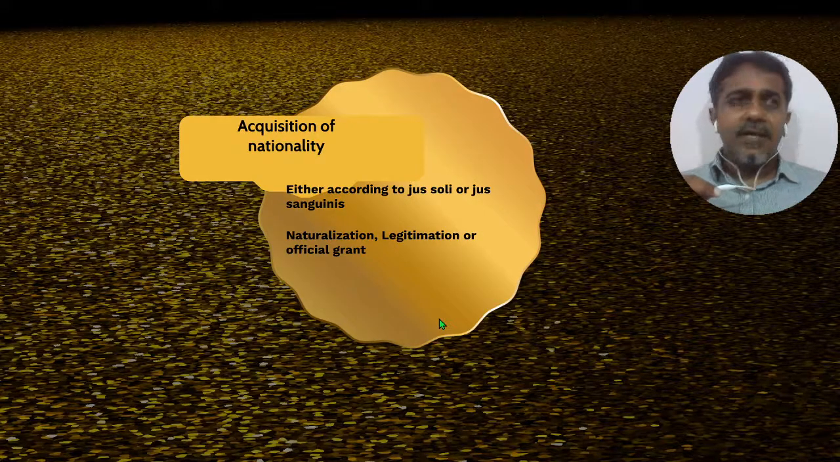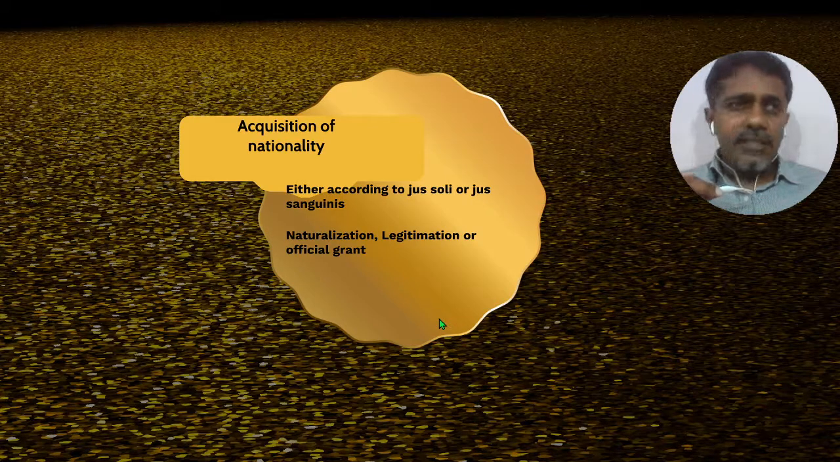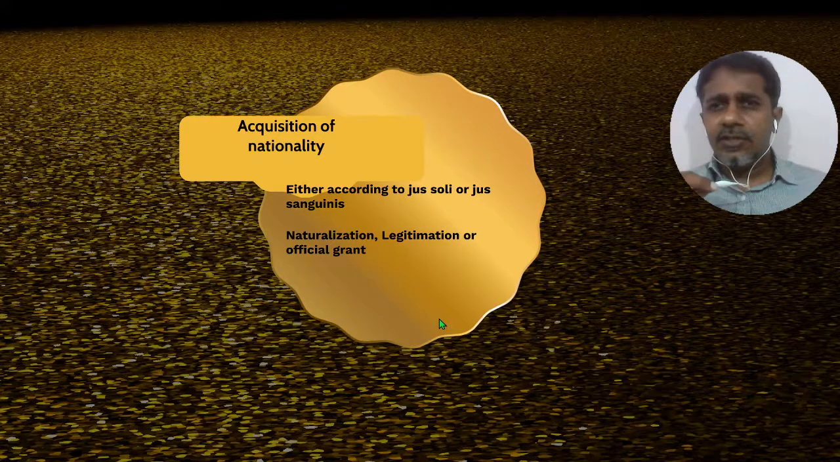So official grant, naturalization, legitimation, and before that, birth. In the first case, birth: through birth, if you want to get nationality, your parents' nationality is going to be taken into consideration. That's one factor. Or they may also take into consideration the territory where you were born. These factors play an important role. Of course, their importance may vary from state to state, but those are the factors considered in deciding nationality. So, four modes of acquisition of nationality we discussed: birth, naturalization, legitimation, and finally official grant, which is based on an application for citizenship and nationality under the municipal law for the time being in force.